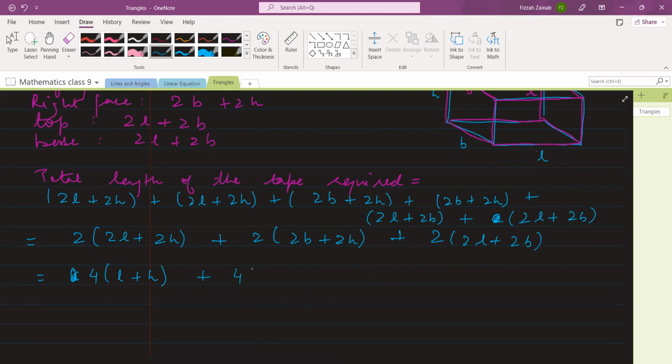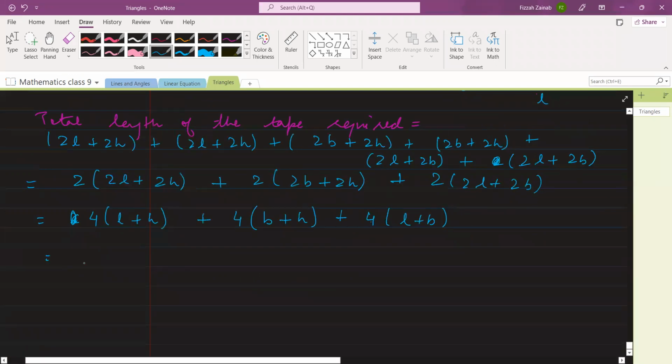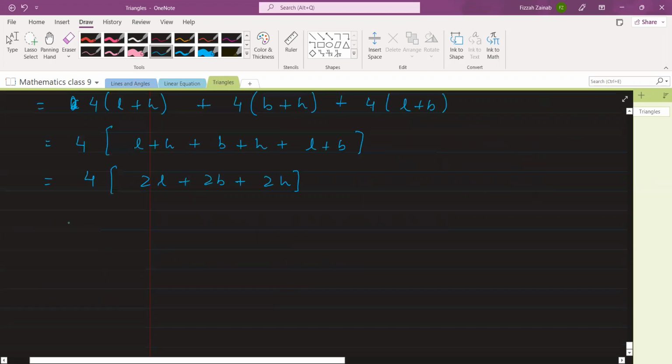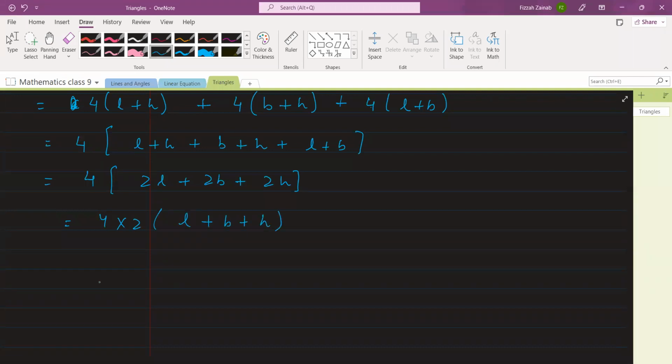Similarly here, B plus H. And similarly here, 2 common, so 4 into L plus B. Understood now? Yes, ma'am. Okay. Now you take 4 common, so it becomes L plus H plus B plus H plus L plus B. So 4 into, now there are 2L, so 2L plus 2B plus 2H. Now you can again take 2 common, so 4 into 2 and it becomes L plus B plus H.